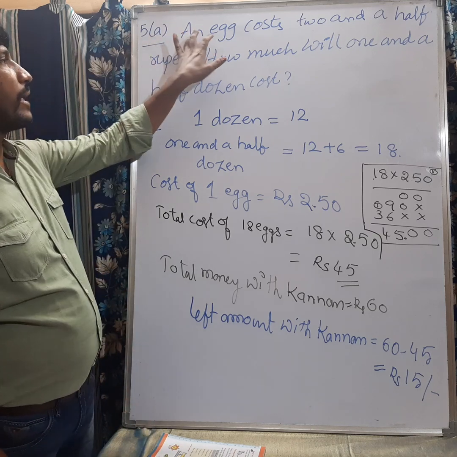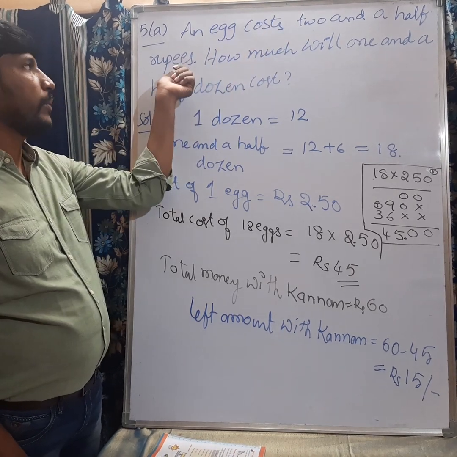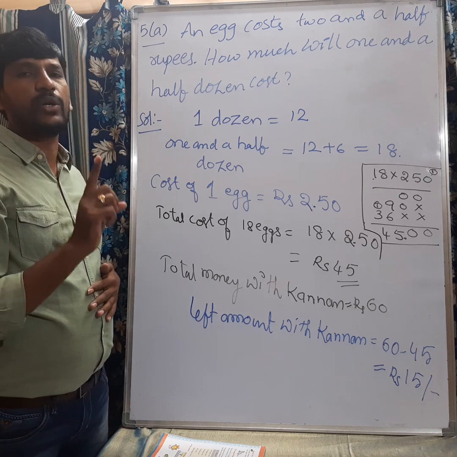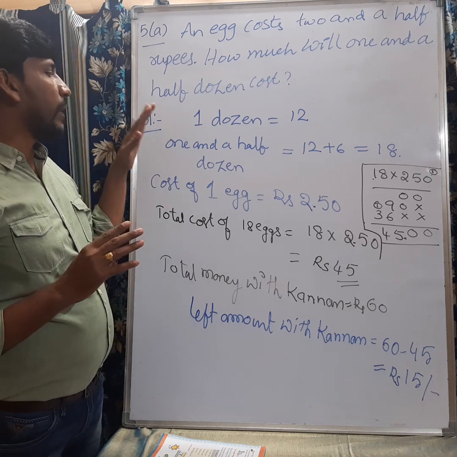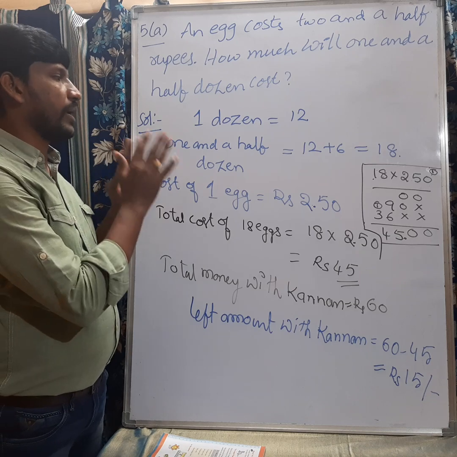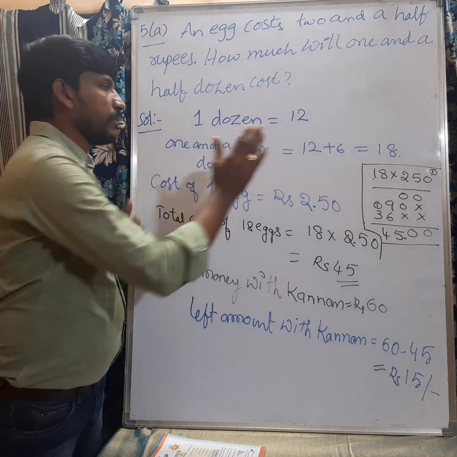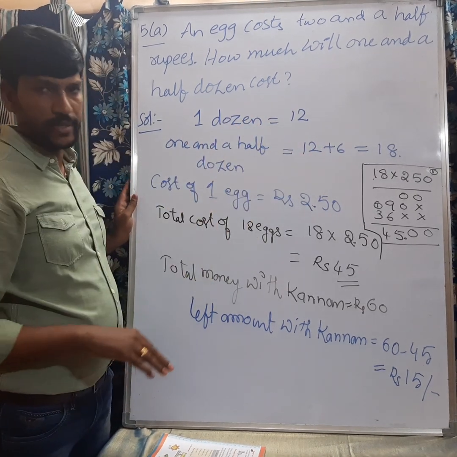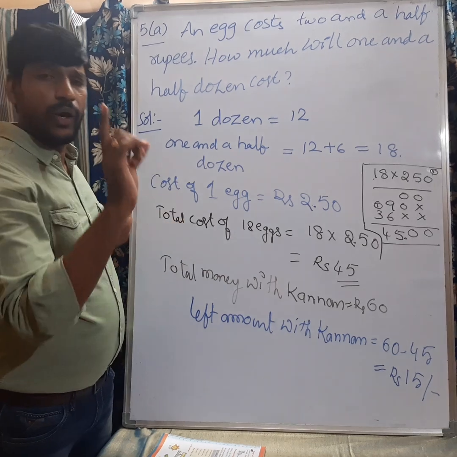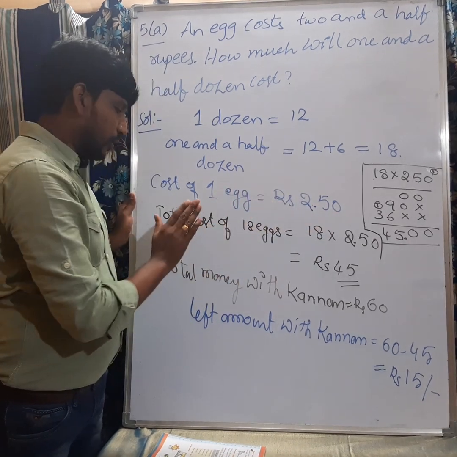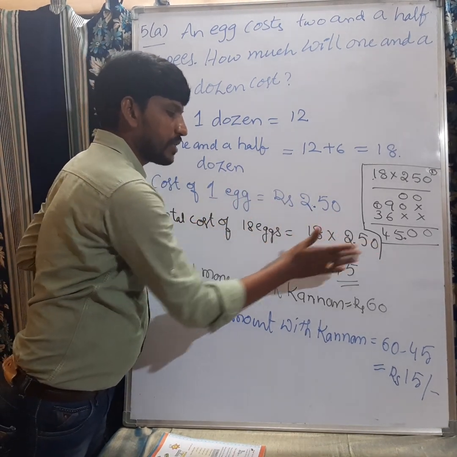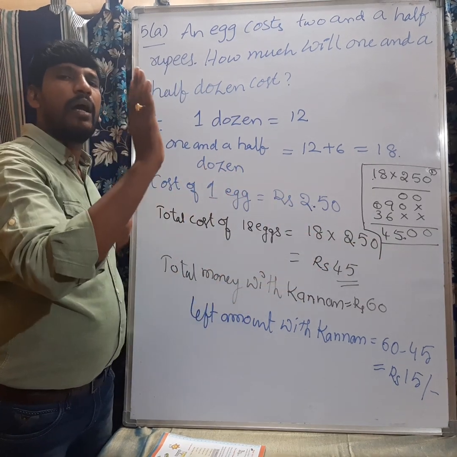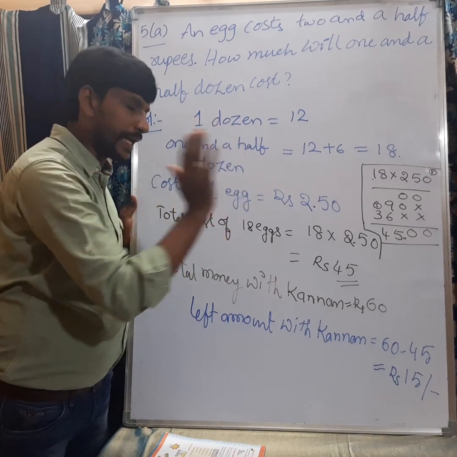An egg costs 2.5 rupees, and how much will 1.5 dozen cost? See, one egg costs 2 rupees 50 paisa. Kannan wants to buy 1.5 dozen eggs. First of all, we need to find out 1.5 dozen eggs, which is nothing but 12 plus 6, equal to 18. Why? 12 is a dozen, and half a dozen is 6. Total is 18 eggs. One egg costs 2 rupees 50 paisa. Total cost of 18 eggs is 18 into 2.50. If you multiply, you will get 45 rupees for the total cost of 18 eggs.